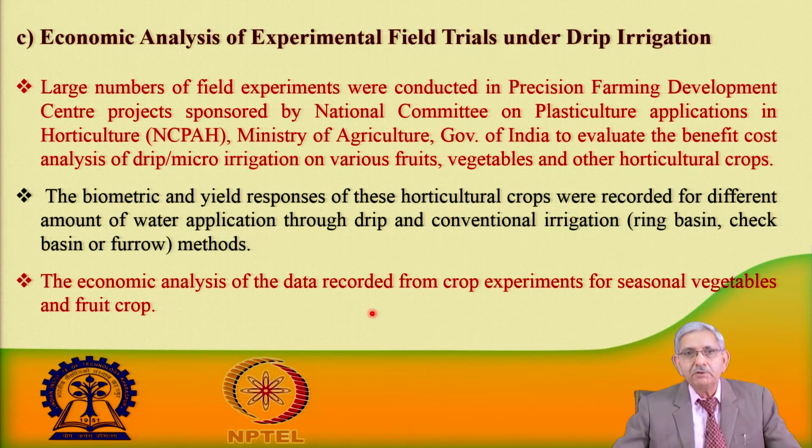Now, some of the experimental trials and the results which came from the trials: this study is taken up from a different angle, that if the drip system is adopted for some of these horticultural crops, how beneficial are those results, and then from the benefit cost analysis, which particular crop is giving the best results as compared to the conventional method of irrigation.